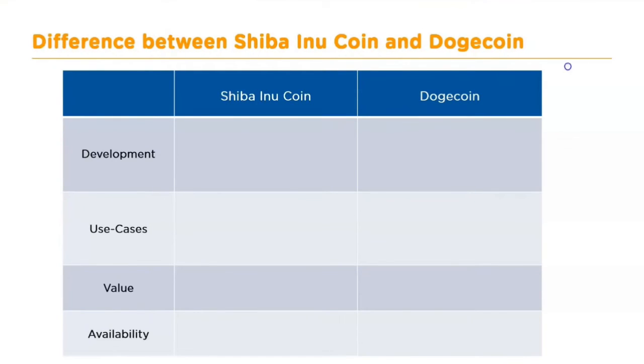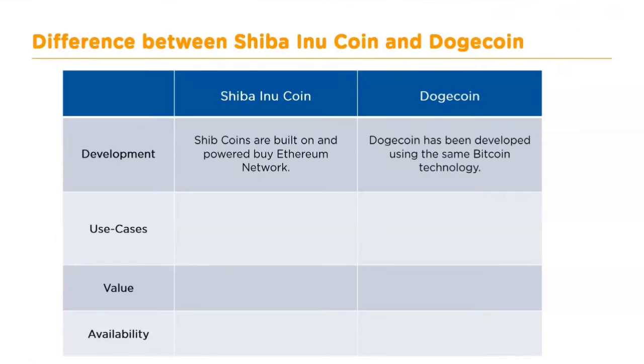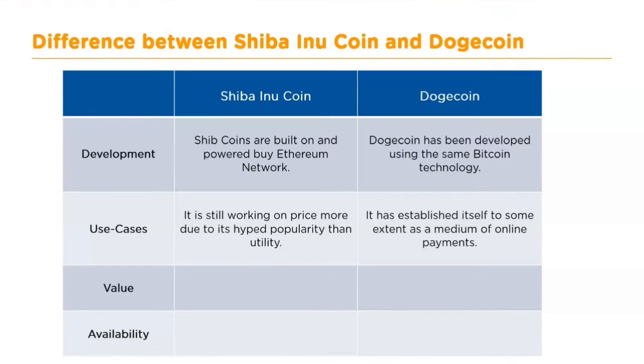First is development. Shiba Inu coins or Shiba coins are built on and powered by the Ethereum network, while Dogecoin has been developed using the same technology as Bitcoin. Then is use cases. Shiba coin is still working upon price more due to its high popularity than utility. But on the other hand, Dogecoin has already established itself to some extent as a medium of online payments.